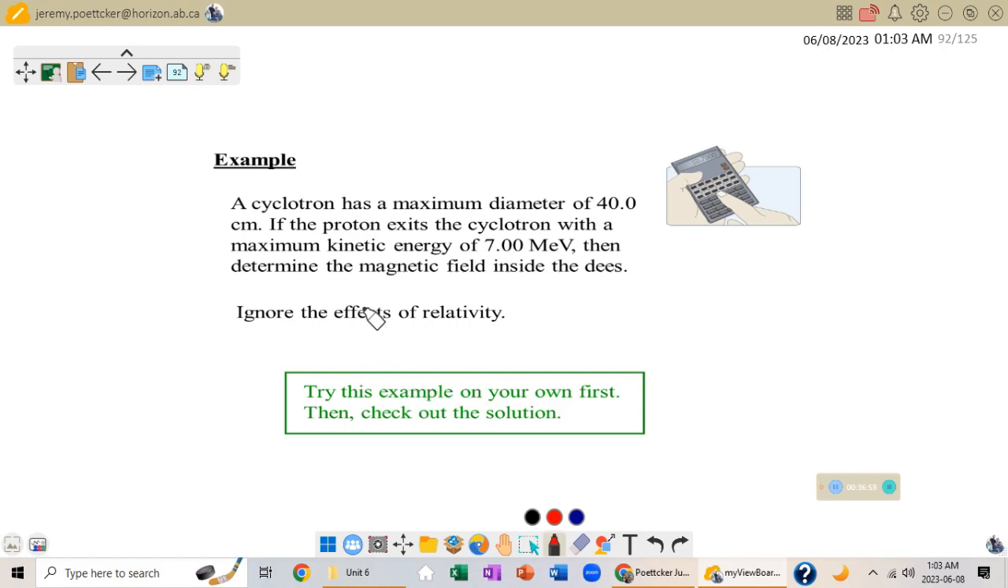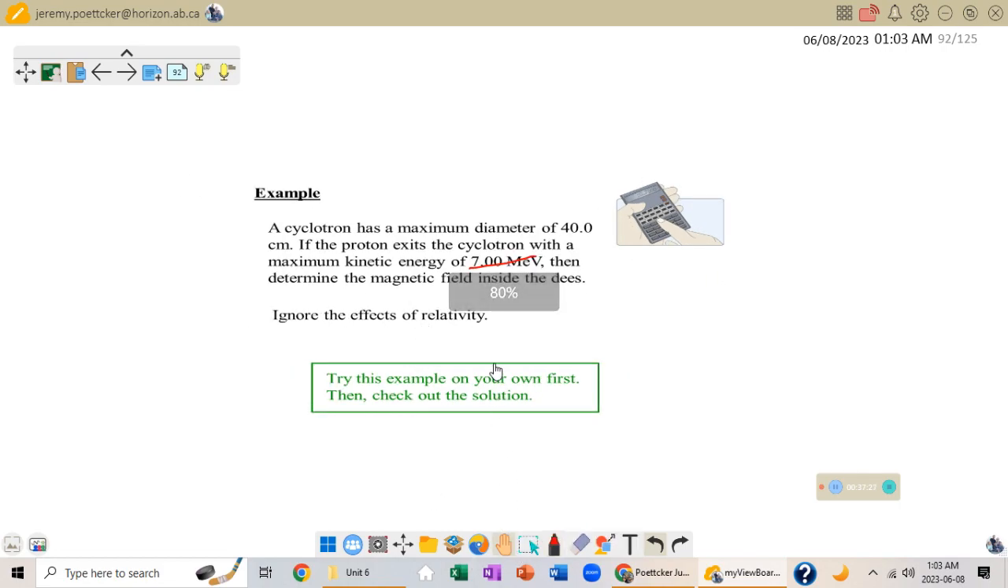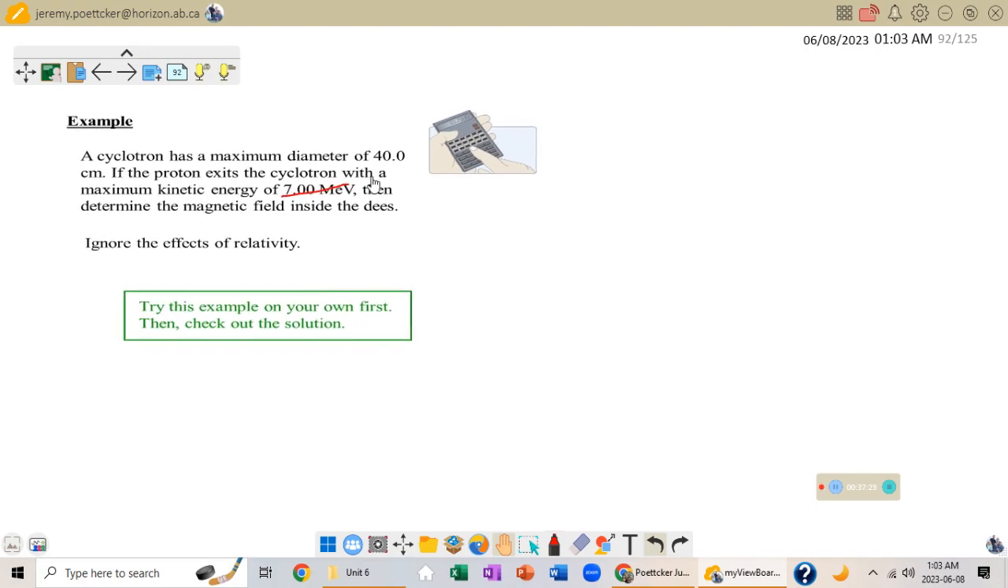So if a cyclotron has a maximum diameter of 40 centimeters, and a proton exits the cyclotron with a maximum kinetic energy of 7 mega electron volts, determine the magnetic field inside of the Ds. Right, so we look at this and we say, okay, what's going on here? Try this on your own. It's essentially the same formula we were just looking at.